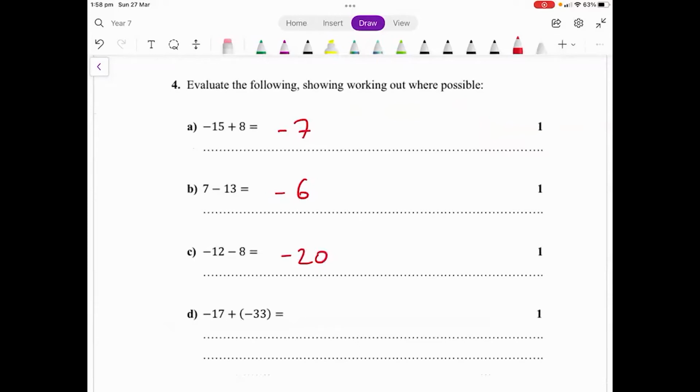Question D, we need to fix the signs in the middle. There's a plus and a minus. Because they're different, we replace it with a negative sign. So we start at -17 and we move to the left 33 spots. So we're going to end up at -50.